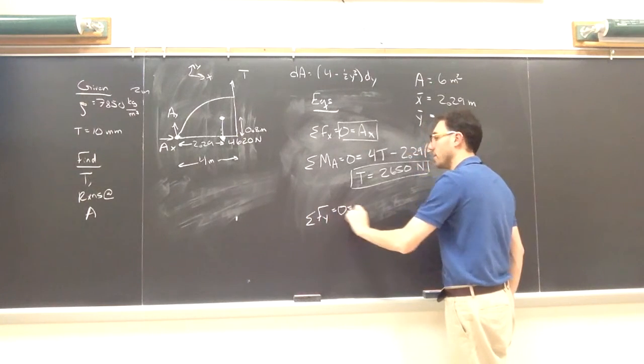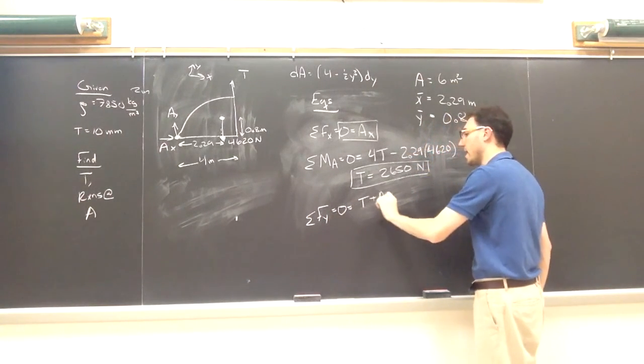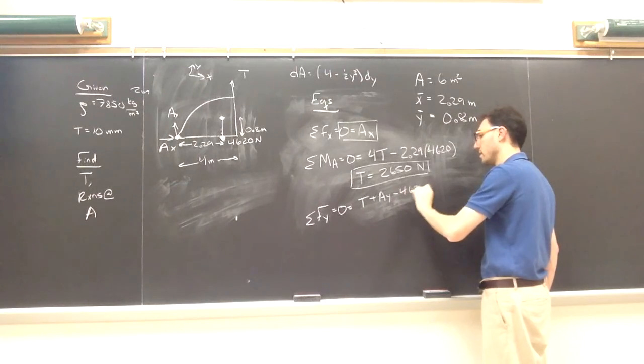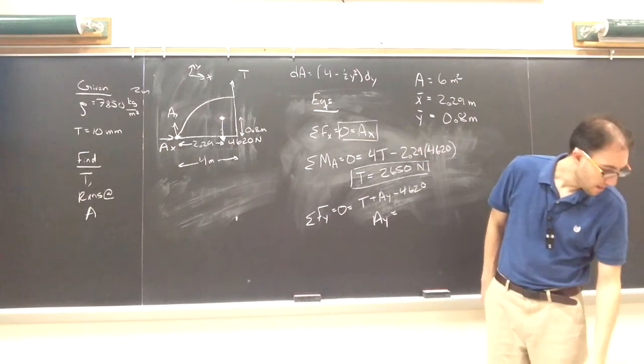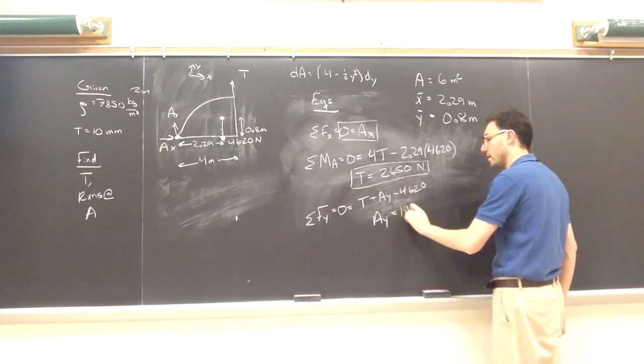And when I sum forces in the y, I get my T, I get my AY, minus the weight. I know my T, so I can find AY is 1980 newtons.